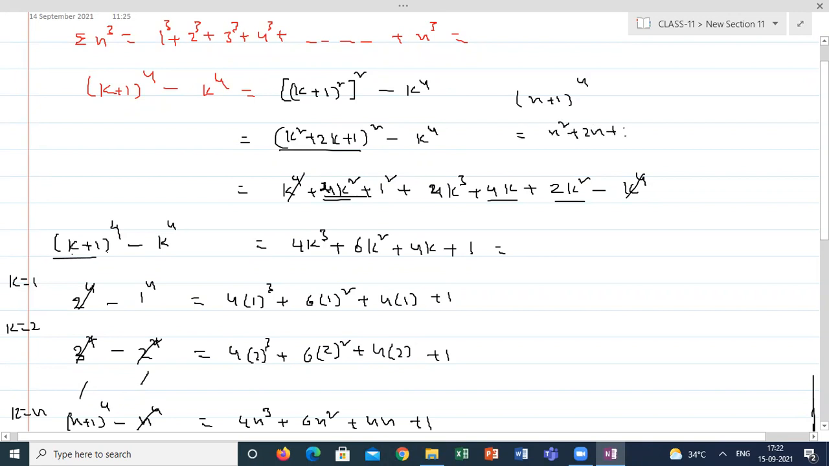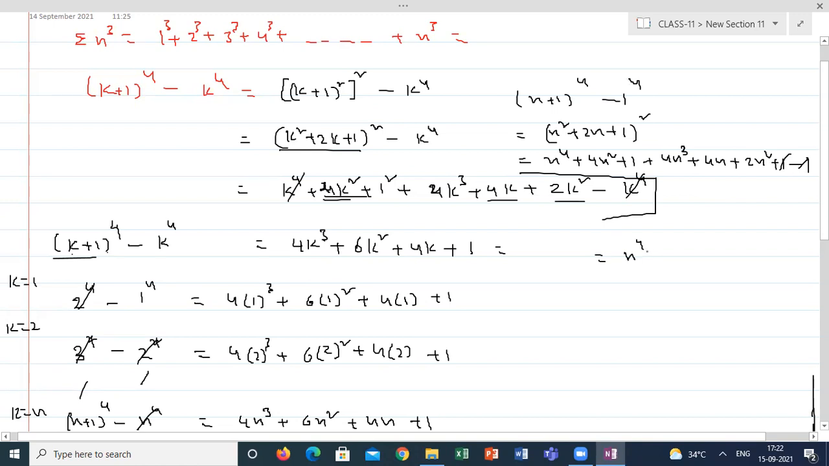(n plus 1) whole power 4 is (n square plus 2n plus 1) whole square. Again, n power 4 plus 4n square plus 1 plus 4n cube plus 4n plus 2n square plus 1 minus 1. The 1 cancels. So finally, (n plus 1) whole power 4 minus 1 power 4 will be equal to n power 4 plus 4n cube plus 6n square plus 4n plus 1. This is the option you have to write here.